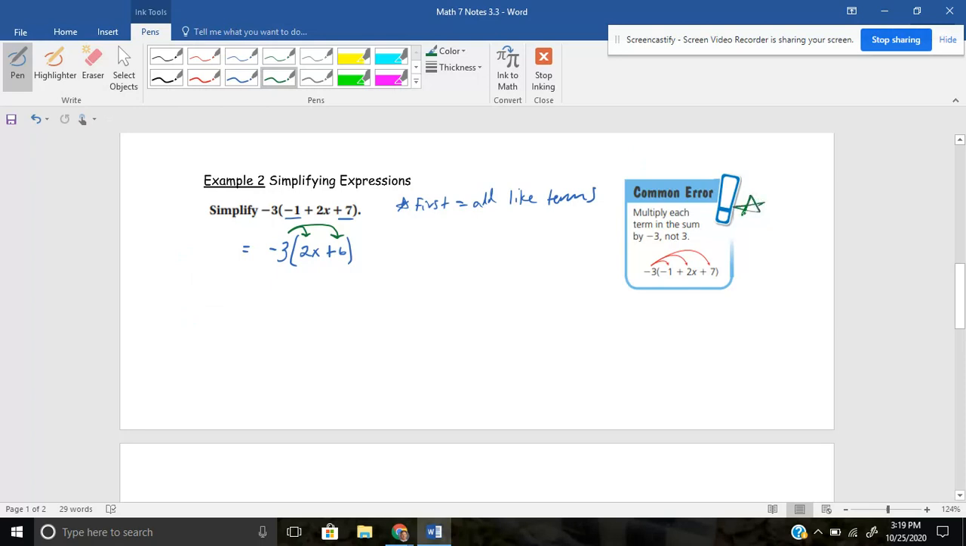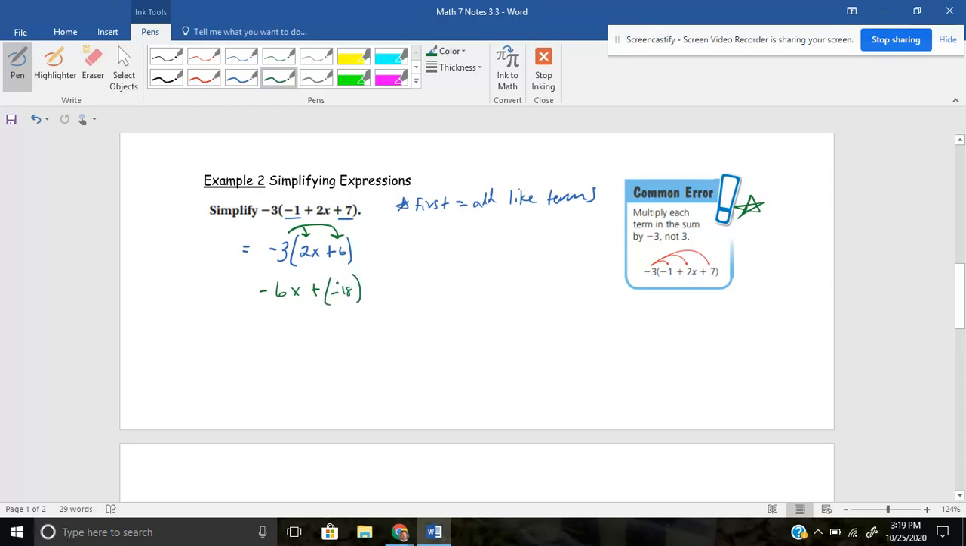Again, here's that common error. Students multiply each sum by negative 3, not 3. So be careful on that. Don't forget about your signs. I've done it before. I just did it earlier. So negative 3 times 2x would give me negative 6x plus negative 3 times 6 would give me negative 18.